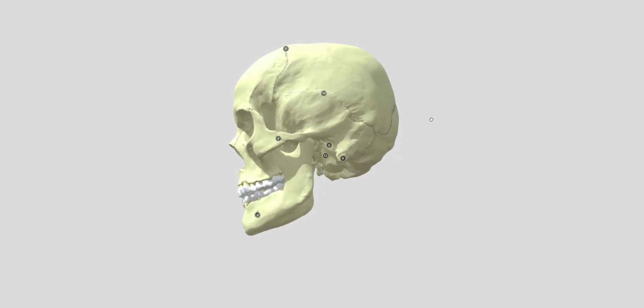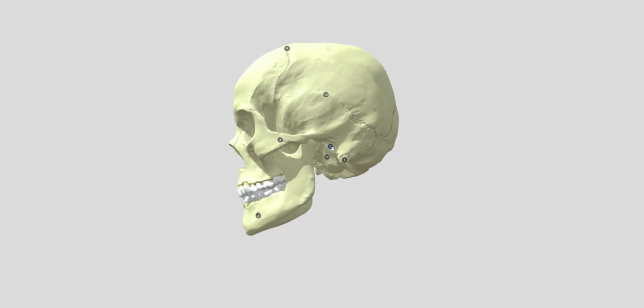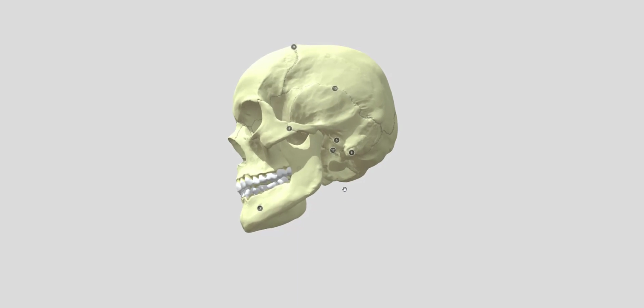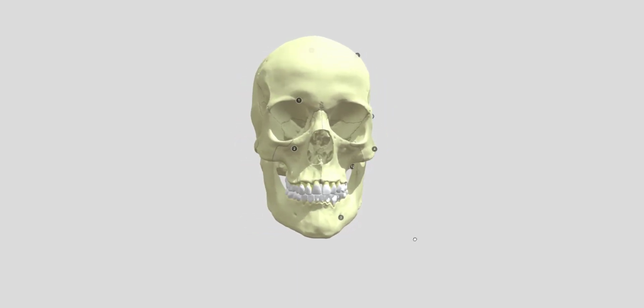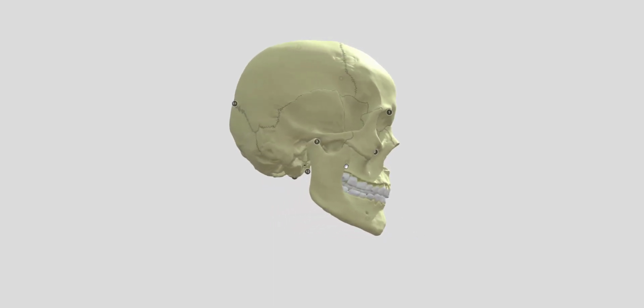There are also some landmarks on the temporal bone. There's the mastoid process right here. There's the external auditory meatus, sometimes called the external auditory canal. It's the ear canal, and the styloid process over here. There are also some foramen. There's the mental foramen here. Oh, and this is the temporomandibular joint, another important landmark.